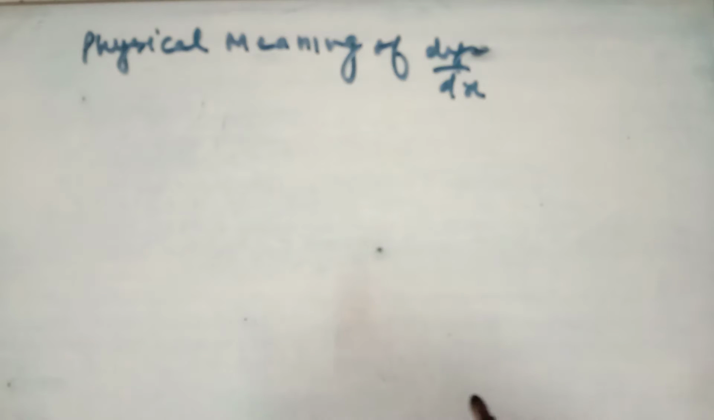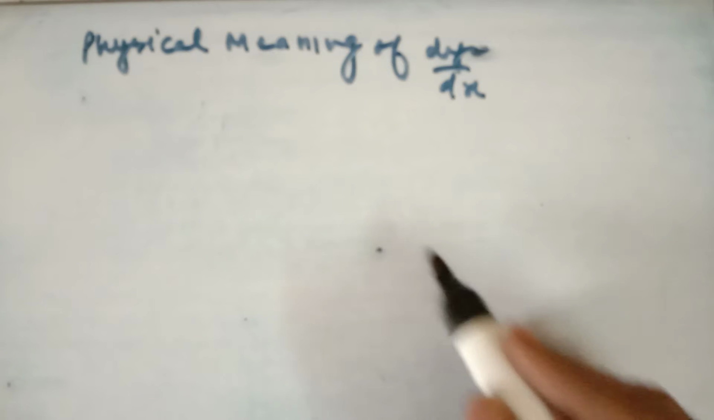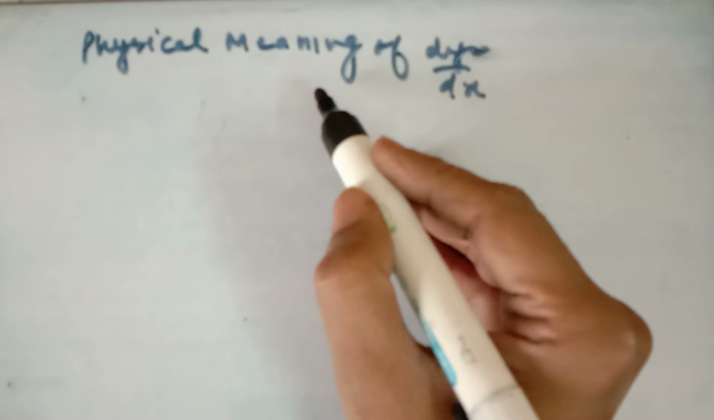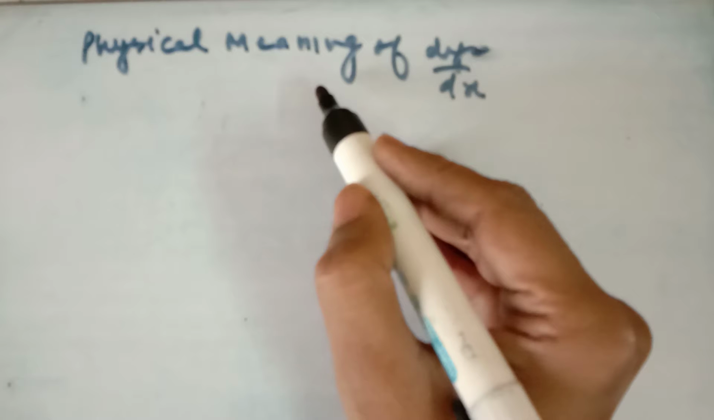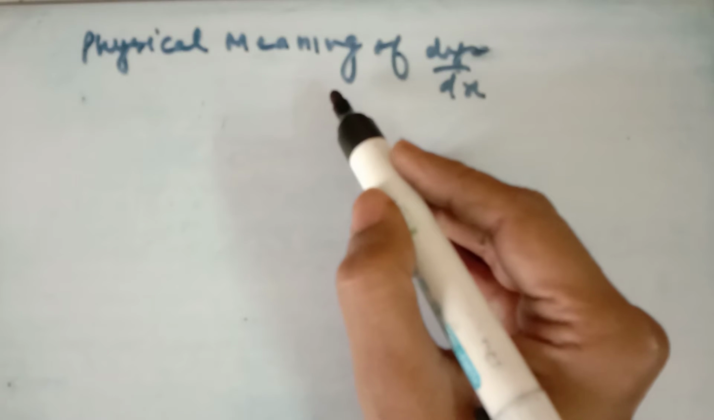Physical meaning of d by dx. Now suppose we have a bucket, and a tap pouring water into it. At any point in time, we want to measure the rate of flow of water out of the tap, knowing the depth of the water at several instances of time, that is, the rate of change of the depth of the water in the bucket.